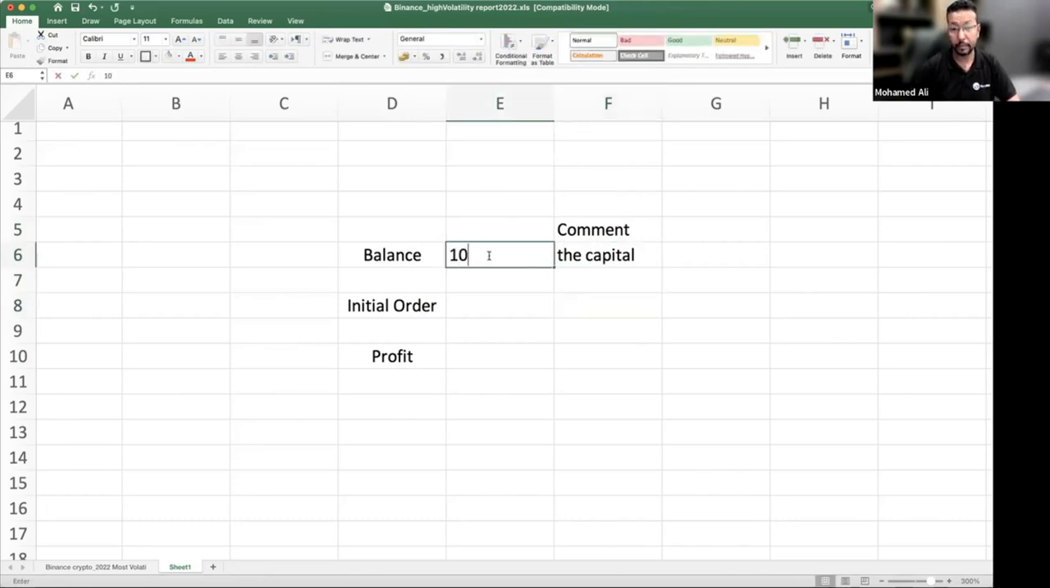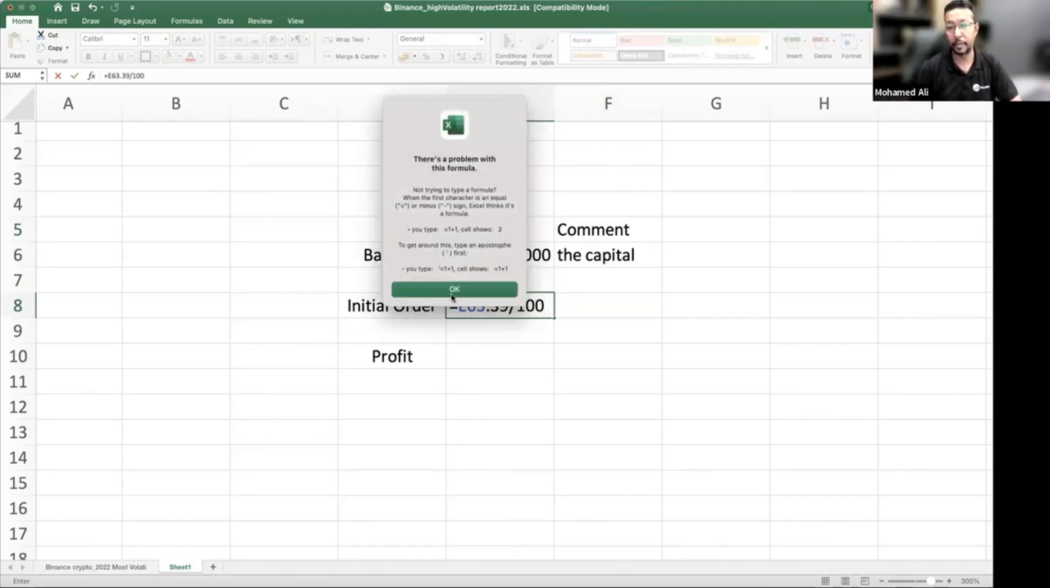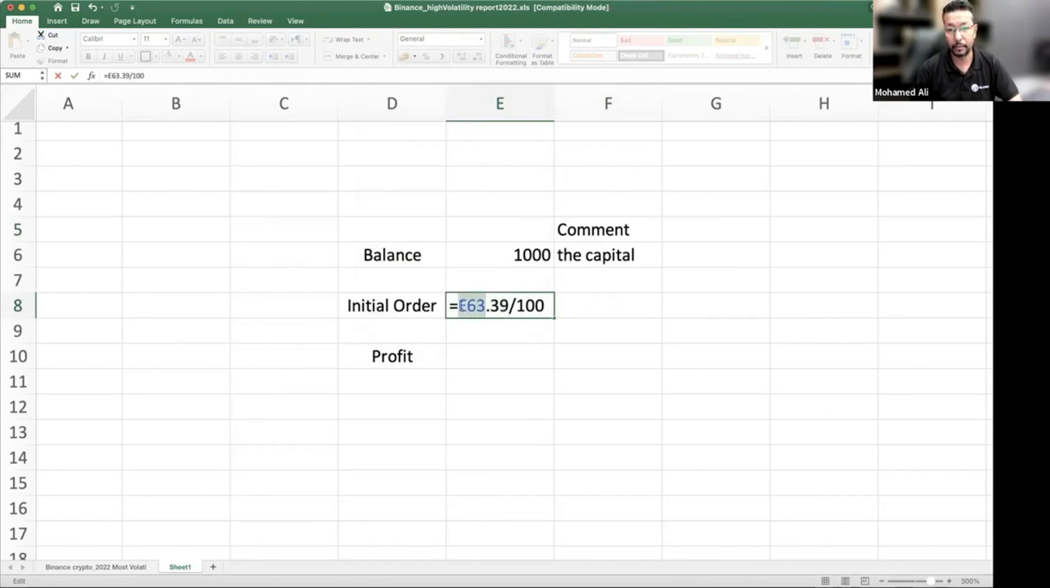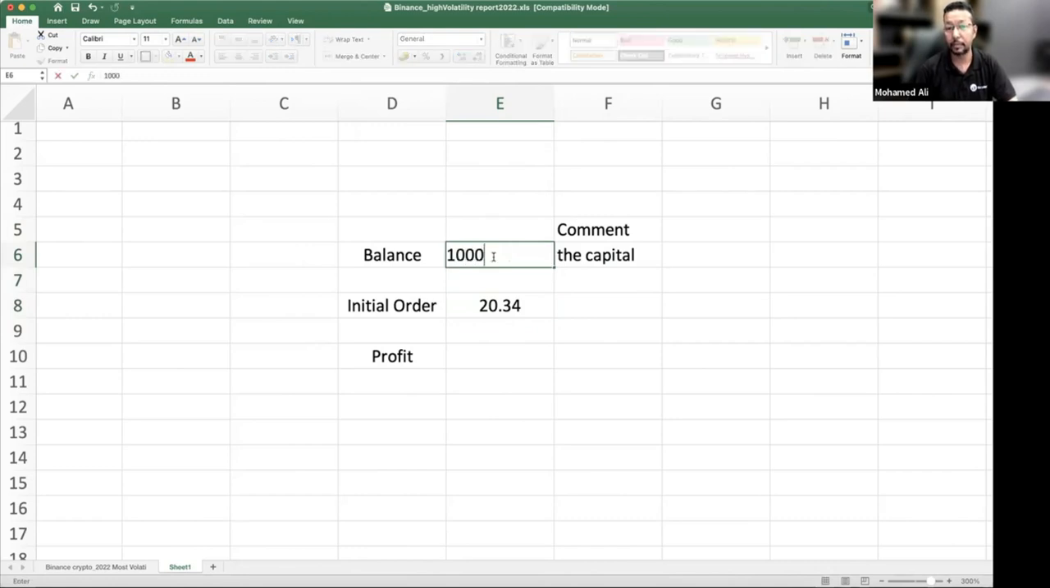If your capital is 1,000 or whatever, or 600, the initial order is going to be taking 3.39% of the capital, 3.39%. So if your capital is 1,000, what's that? Yes, here you go. So that means if this is already linked within the system, based on the default strategy, it takes 3.39%. But if your capital is 600, it's going to be $20. If your capital is 1,000, it's going to be this much.